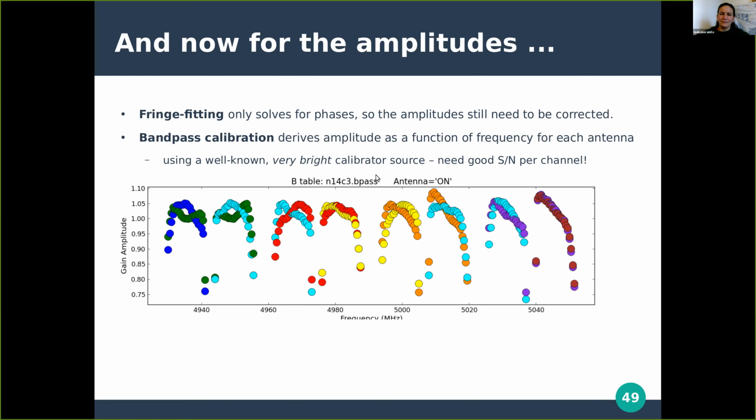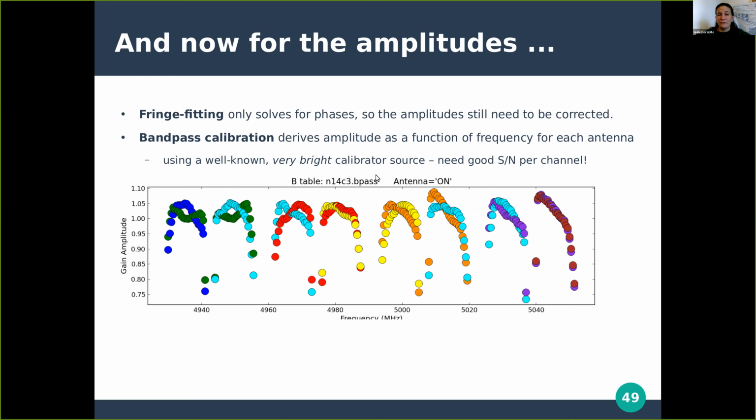Well, let's talk about the amplitudes. So up till now, fringe fitting only does phase corrections. So what about the amplitudes? Well, we do a bandpass calibration, and this is done on the primary calibrator. And so when you do a bandpass calibration, what you're doing is you're solving for amplitude as a function of frequency for each antenna.